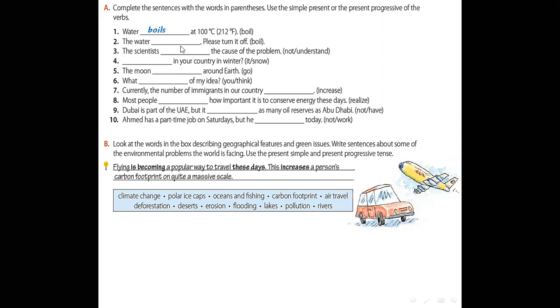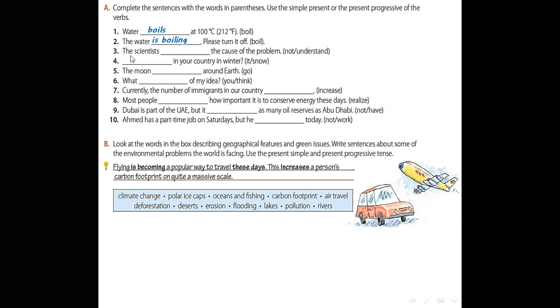Boils. Number 2, the water is boiling, please turn it off. It's a temporary state, so we use present progressive. Excellent. Verb to be plus ing: is boiling.